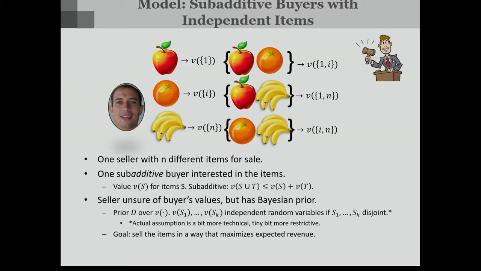Again, there's this asterisk here because actually stating this correctly is a little bit more technical, but I don't want to go into details about this. In spirit, this is what the model should be. And again, the goal is to sell the items in a way that maximizes the seller's expected revenue.